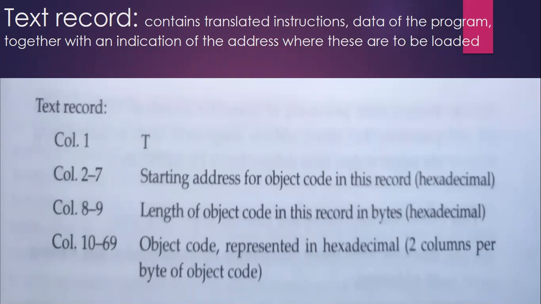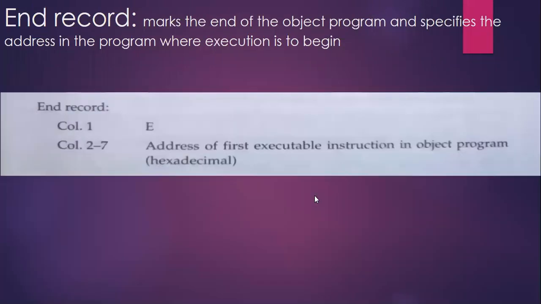Then later the starting address will be available. Then later, columns 8 to 9 give the length of object code in this record, in bytes exactly. This is not the starting address. I will tell you when we reach the last line what this is: the starting address for the object code. That's better, I will tell you now itself.